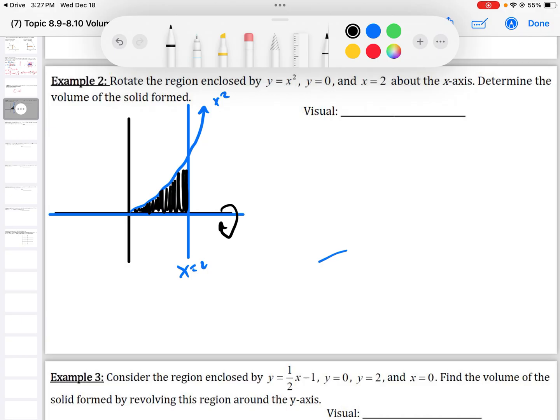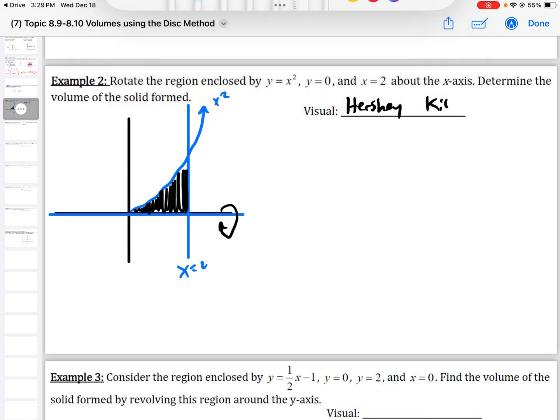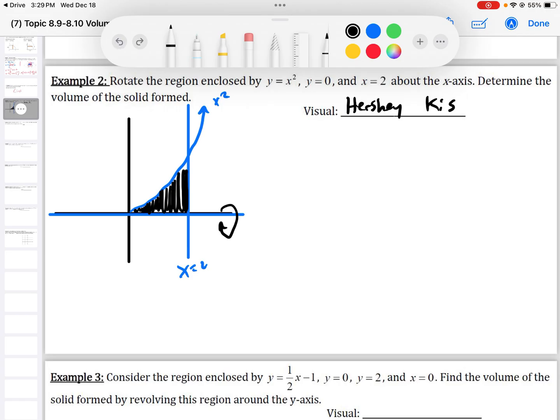If I can picture that, spin that thing around the x-axis really fast, this little shape that we have here is going to sweep around a full time and form a 3D shape. Can you visualize what that 3D shape looks like? Can you visualize what candy that would look like? I'm just going to tell you, I think it looks like a Hershey Kiss. Maybe I should have a picture of a Hershey Kiss so you can confirm that, but you should know what a Hershey Kiss is. All right, so the volume is going to be equal to pi from 0 to 2.